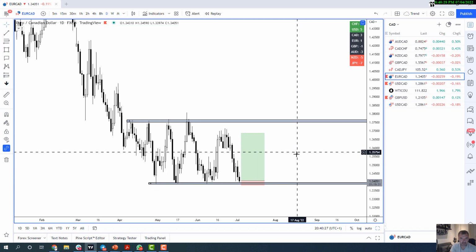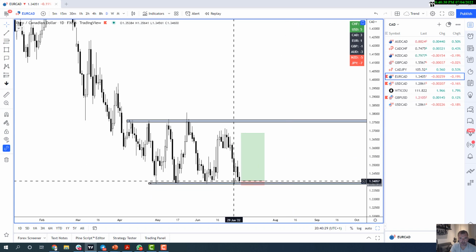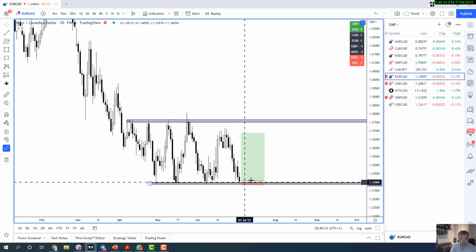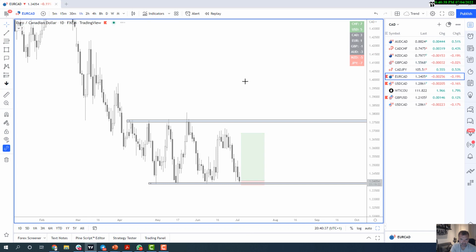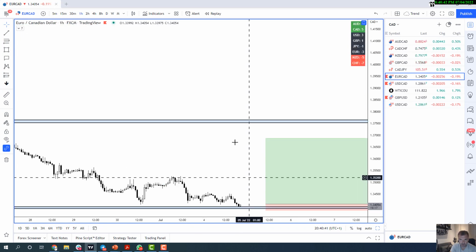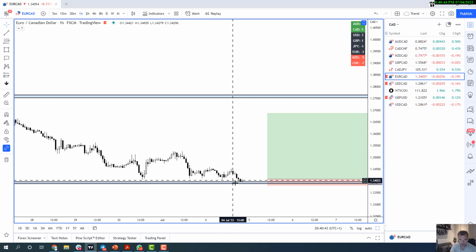So as you can see, I've got my zone of interest where I want to be a buyer in and around here, around 134s. If we drop down to the hourly chart, what do we see? Well, we've seen price push down into the even handle. We've seen price push down into structure support.